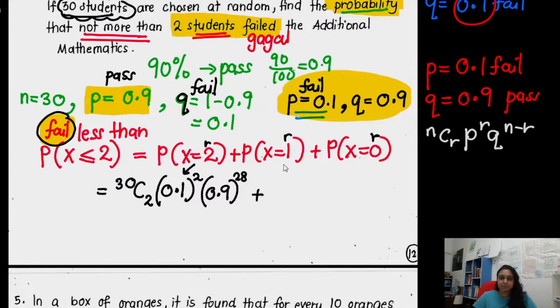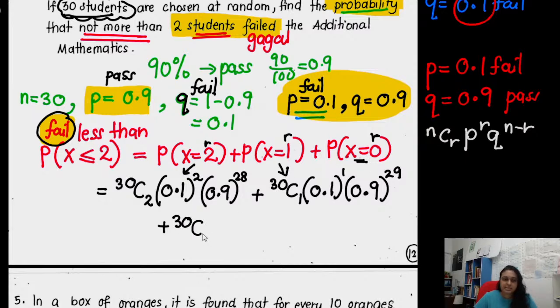Plus, this one, X equals to 1. So 30 C 1, 0.1 kuasa 1, 0.9 kuasa 30 minus 1, so 29. Plus, the last one is for this: 30 C 0, 0.1 kuasa 0, 0.9, 30 minus 0 is 30.